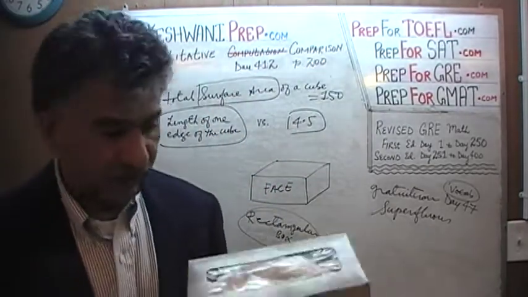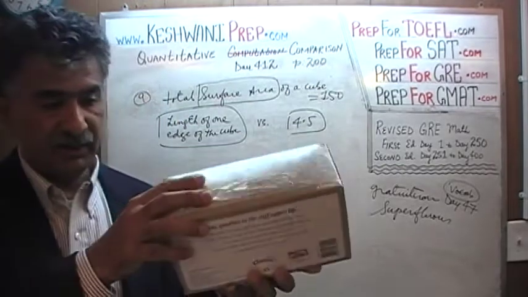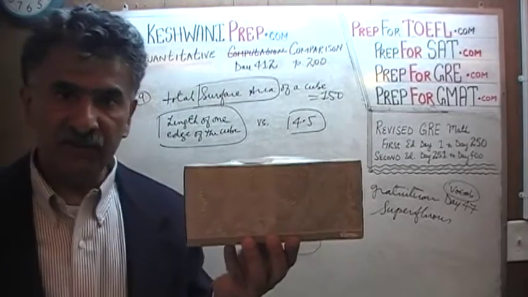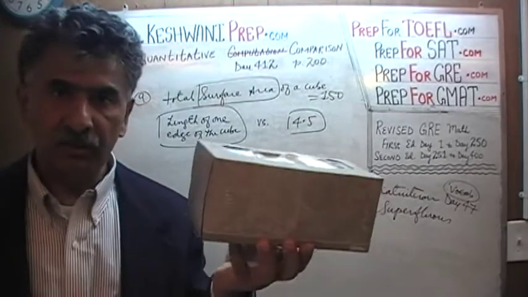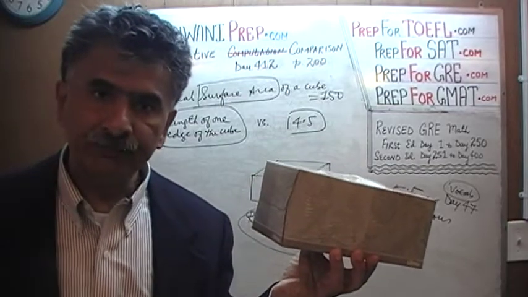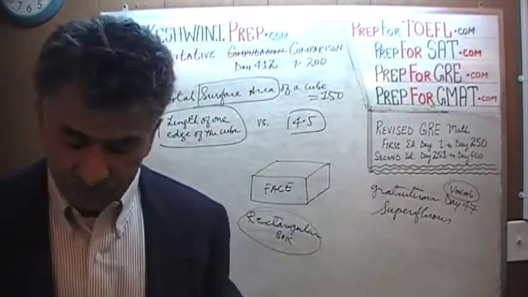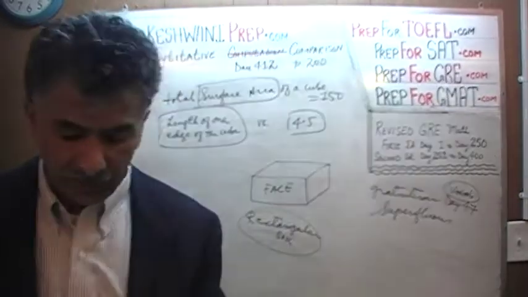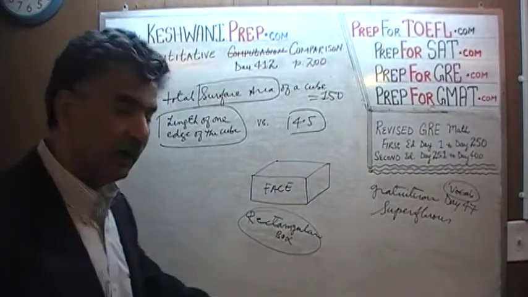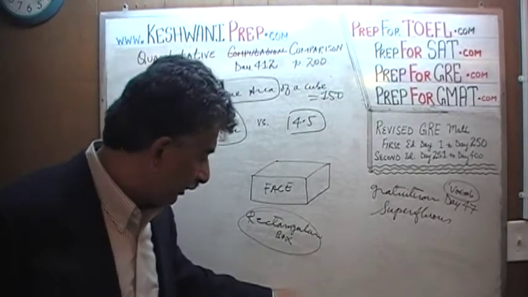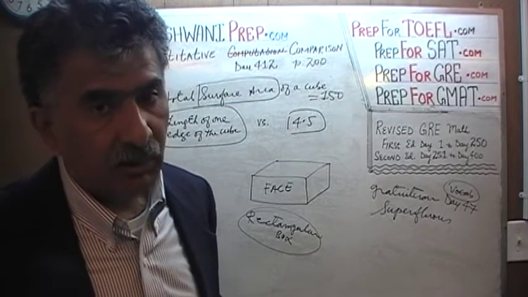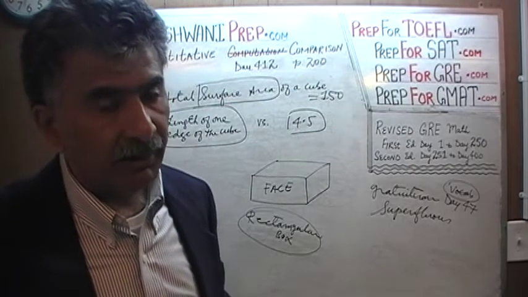So we find the area of the top face. We find the area of the bottom face, which are going to be equal to each other. We find the area of the front face, which is going to be the same as the area of the rear face. We find the area of the left face, which is going to be the same as the area of the right face. And we add them all up. The difference between a rectangular box and a cube is that in a situation where we have a cube, we are dealing with a picture where all sides are equal, and if all of the sides are equal, each face has the same area.